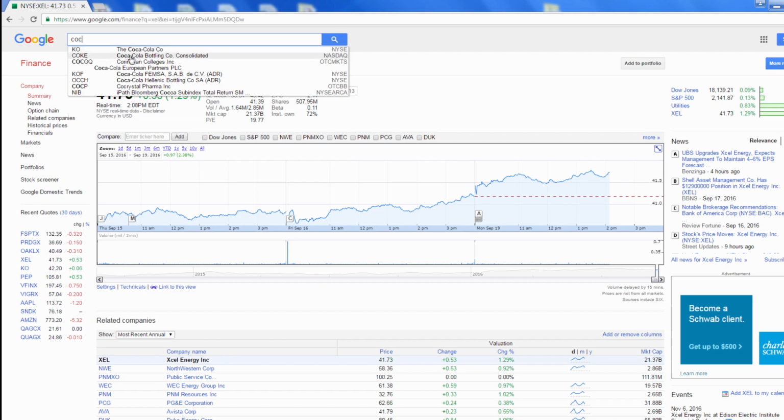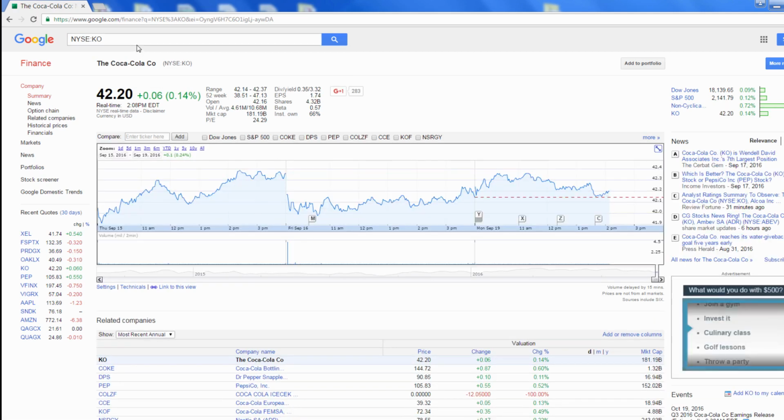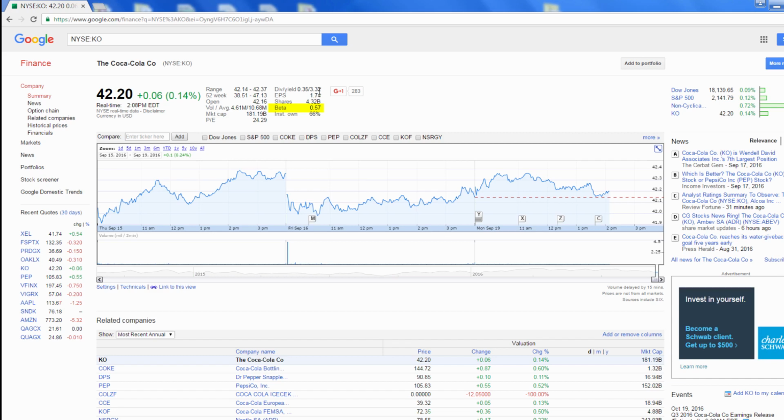So if you're looking at regular old Coke, a big international company, Coca-Cola sells Coke and Diet Coke and a lot of other beverage products. You can find it here, and you can see our beta right here, right at the top, real easy to find, 0.57. So it had a similar dividend yield, by the way, to the utility company, but it's going to be more volatile because it's got a bigger number in its beta than the utility company of Xcel at 0.11.